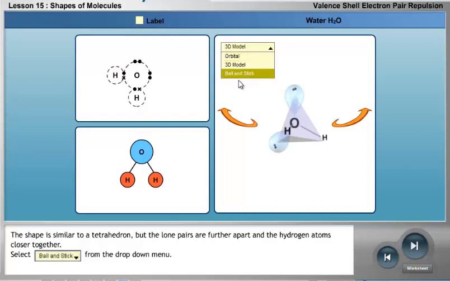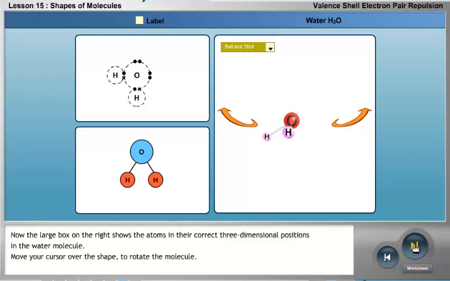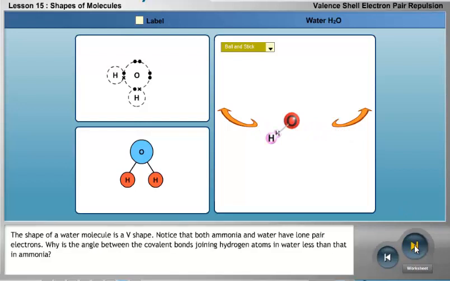Select Ball and Stick from the drop-down menu. Now the large box on the right shows the atoms in their correct 3-dimensional positions in the water molecule. Move your cursor over the shape to rotate the molecule. The shape of a water molecule is a V shape.